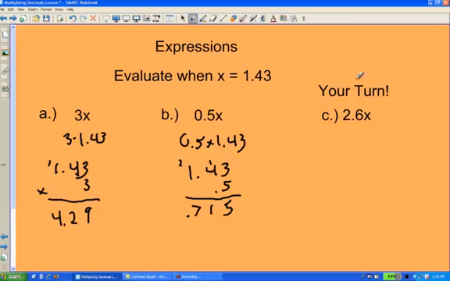Your turn on part C. We have 2.6 times x. Put it in your notebook and raise your hand when you have that one completed and show one of the teachers.